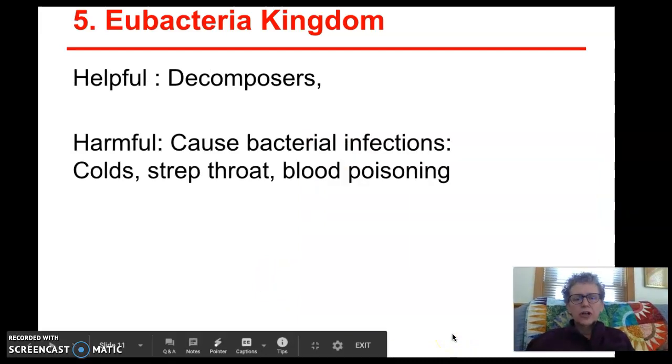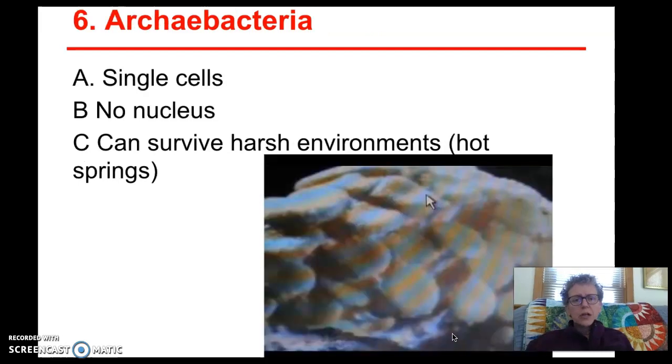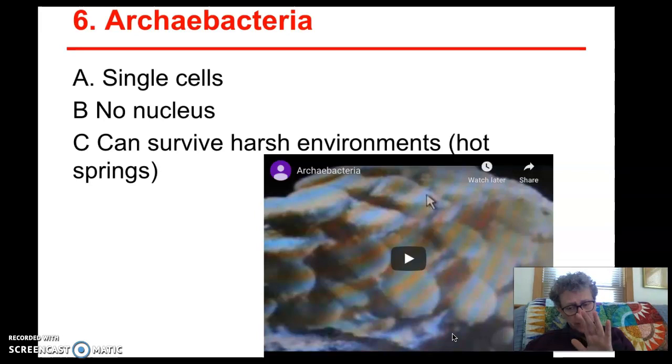Okay, so again, bacteria make me go, ew. Let's see, Eubacteria, this is our fifth kingdom. Eubacteria can be helpful. They're decomposers. So that's a good thing about them, but they can also be harmful because they can cause infections like colds or strep throat or blood poisoning. Okay, now we have our sixth kingdom. Think about it. We've had 5 kingdoms so far. We've had animals, plants, fungi, protists, Eubacteria, and here's our sixth one called Archaebacteria.